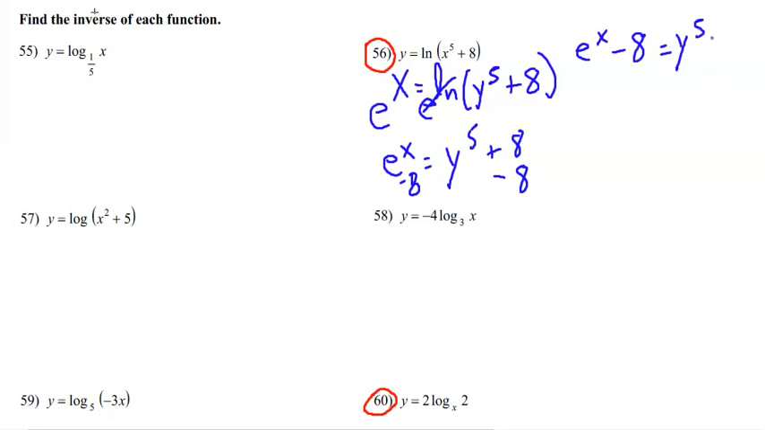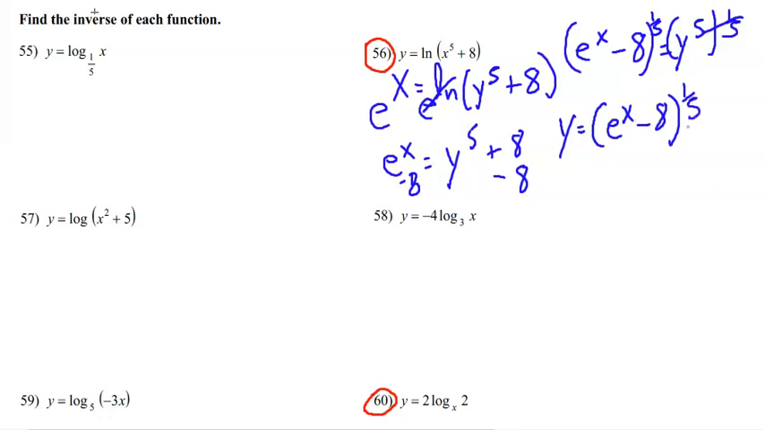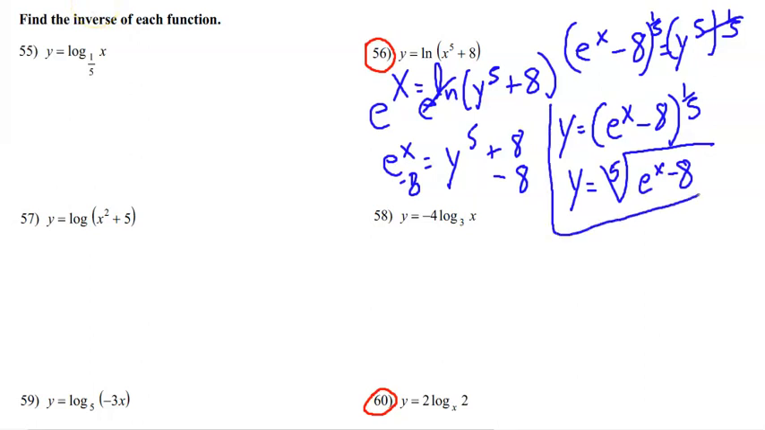To get rid of this 5, we're going to exponentiate by 1/5, which is the same thing as taking the fifth root of each side. So our inverse would be y equals parentheses e to the x minus 8 to the 1/5 power. You could also write it like this. And this would be your inverse.